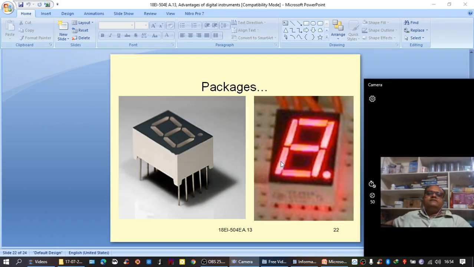So this is all about the basics of a digital instrument. What are the advantages of digital instruments? What are the various blocks in the digital instrument? And what are their functions? You can see here a 10-bit IC package of a 7-segment display.